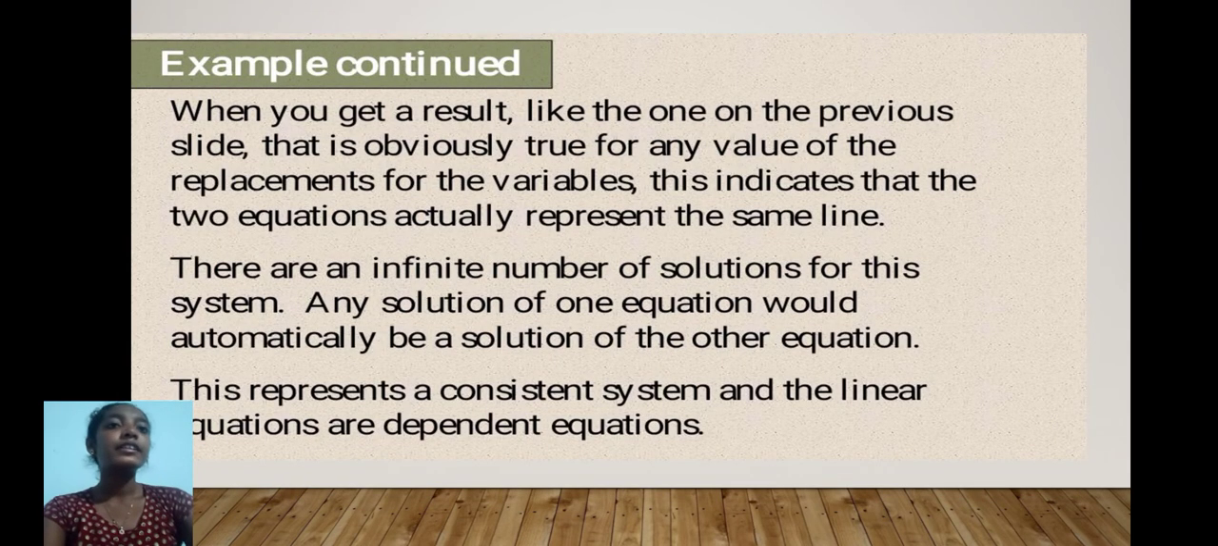When you get a result like the one on the previous slide, that is absolutely true for any values of the replacements for the variables, this indicates that the two equations actually represent the same line. There are an infinite number of solutions for this system. Any solution of one equation would automatically be a solution of the other equation. This represents a consistent system of linear equations, or dependent equations.